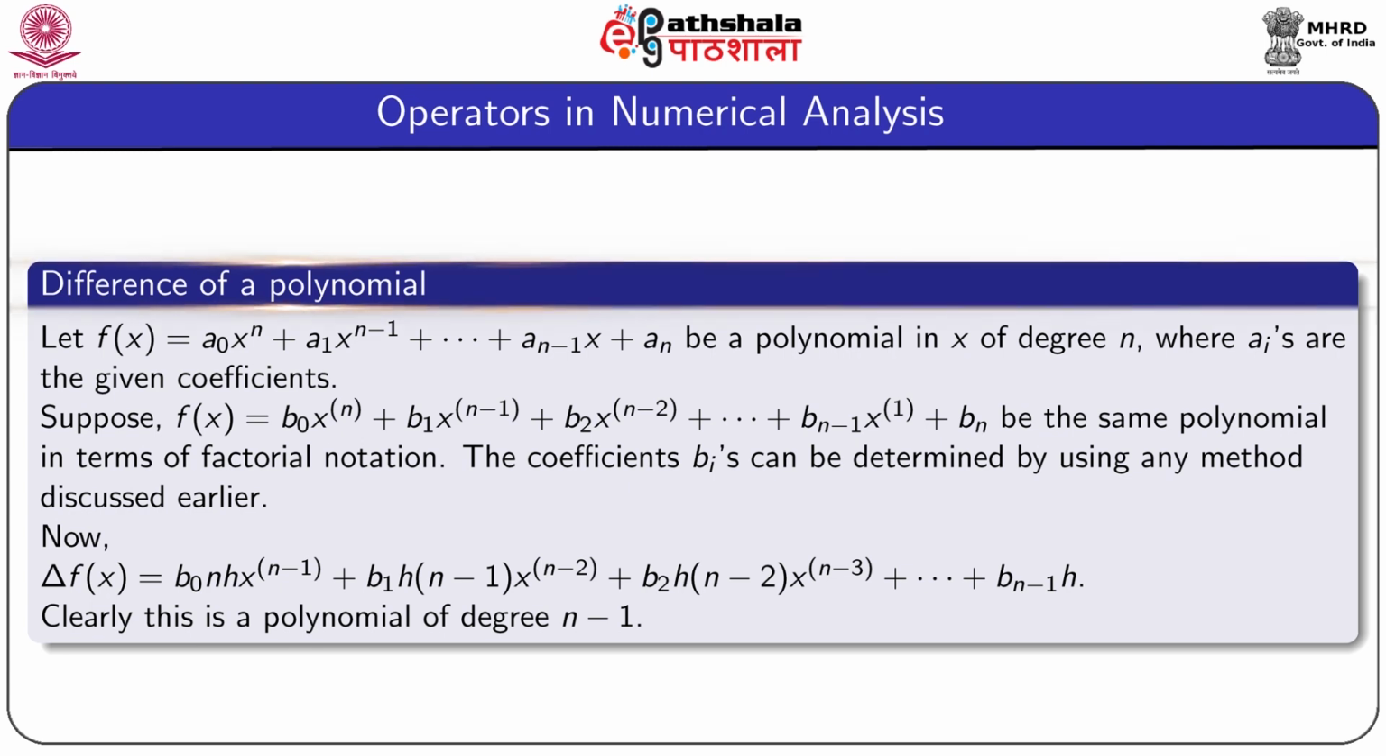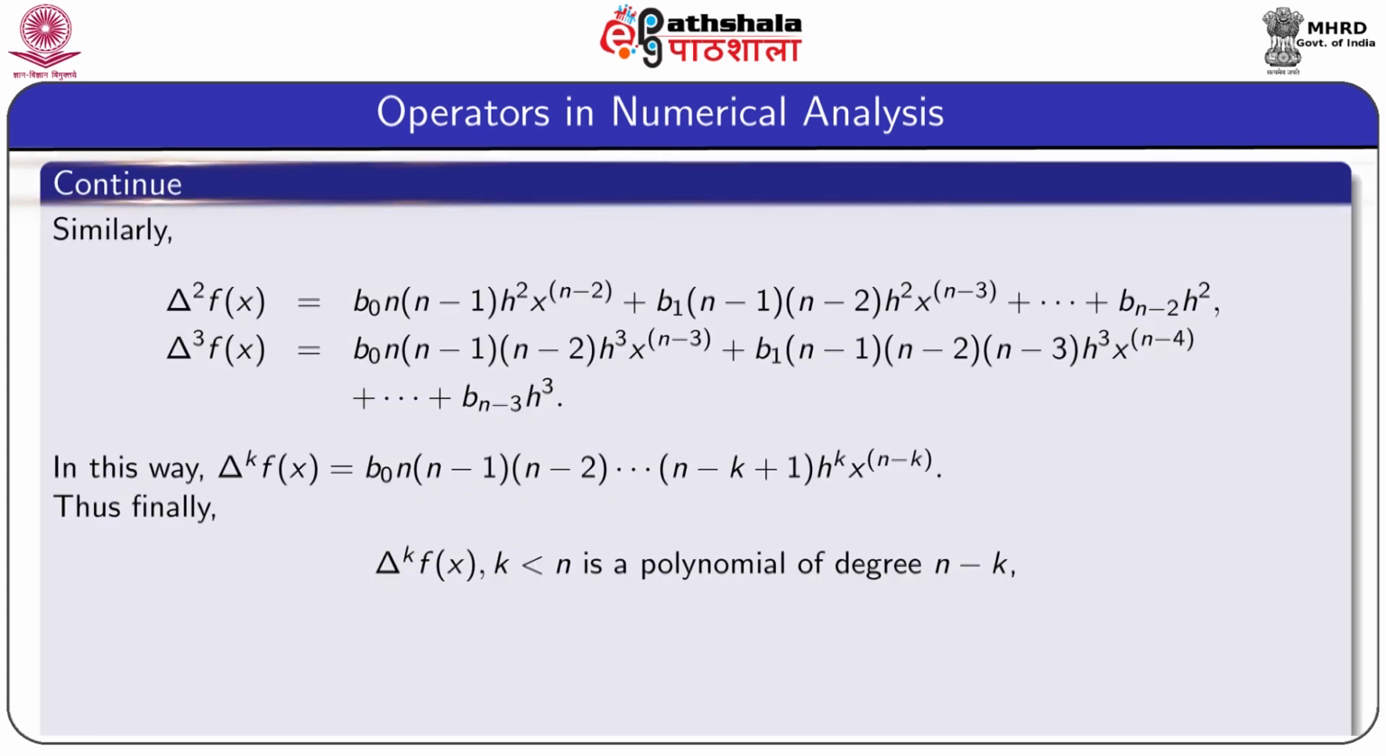Now, we find the first order difference of f(x). The first order difference of f(x) equals b0 n h x to the power factorial n minus 1, plus b1 h (n minus 1) x factorial n minus 2 and so on. The last term becomes b n minus 1 h. Here we have taken h as the spacing between the values of x. Clearly this is a polynomial of degree n minus 1.